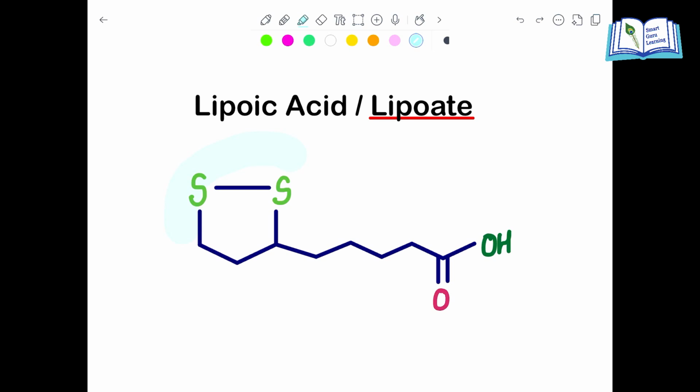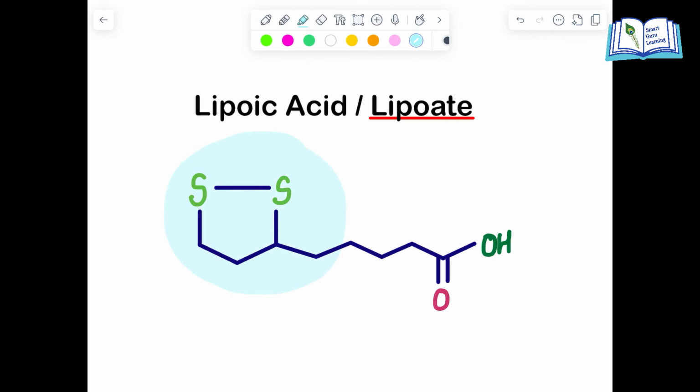Here is the full structure of lipoic acid. The portion highlighted in blue is the basic structure that is mainly involved in the mechanism. Therefore, like TPP, I will only draw this basic structure to understand this mechanism clearly. Other cofactors that are used in this mechanism are coenzyme A and NAD+.